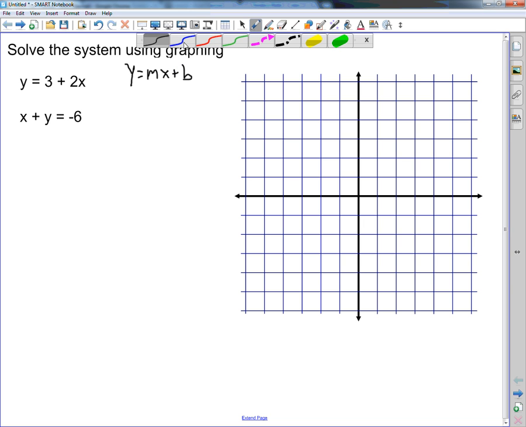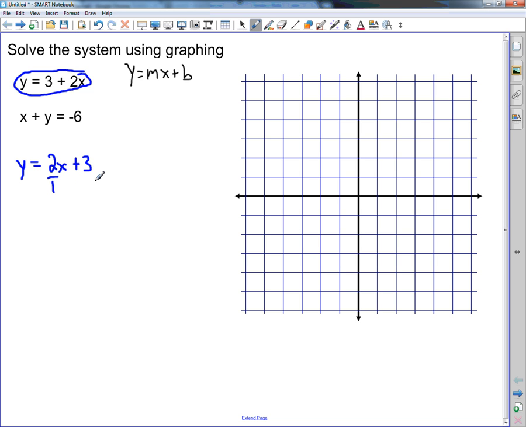So I'm going to use two different colors. I'm going to start with this one, and we'll graph that one in blue. The first thing you want to do is, everything's already moved over, it's solved for y. I'm just going to rearrange this so it's in the proper order. Notice my 2x is positive, so it's going to stay a positive 2x. This is a positive 3, so we're going to keep positive 3 there. So let's go ahead and graph this line. It's in y equals mx plus b already.